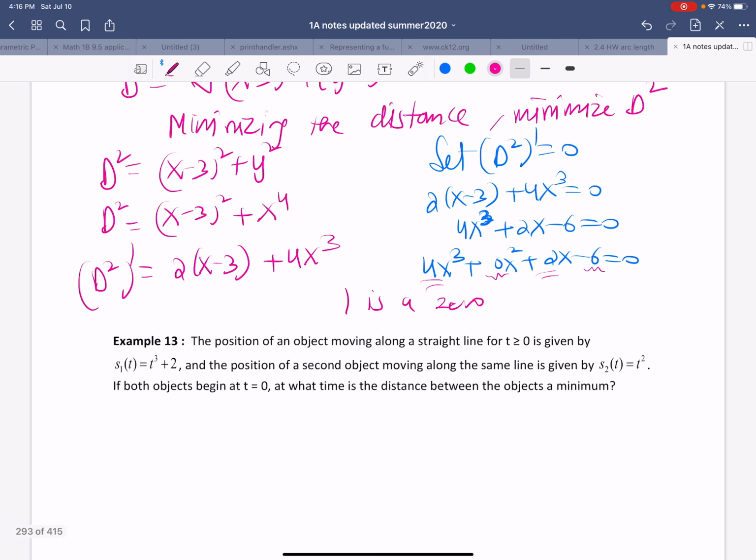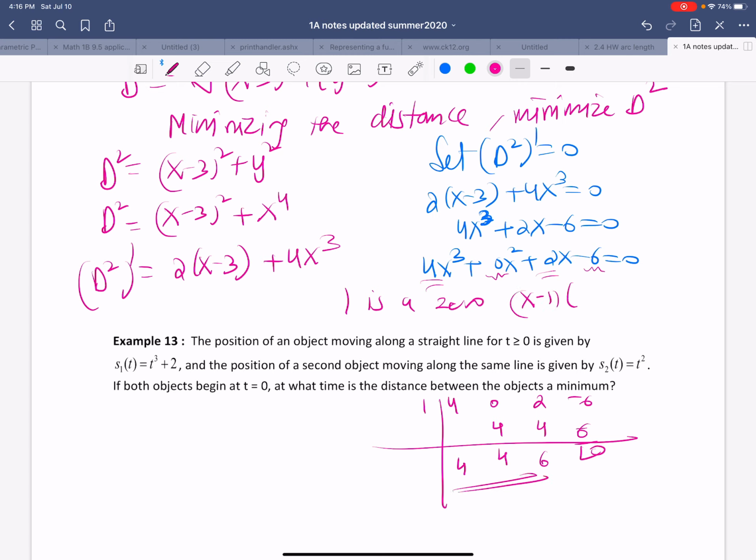We can verify that 1 is a 0 by doing synthetic division. 4, 0, 2, negative 6. If I do synthetic division with the 1, I would have 4 times 1 is 4, 4 times 1 is 4, and 6 times 1 is 6, which is going to give you 0. So we would be able to write this as (x minus 1) times (4x squared plus 4x plus 6) equal to 0. And this is going to be the only real 0. We wouldn't be able to factor the remaining polynomial, so there's no other real 0 in this case. So x is equal to 1.